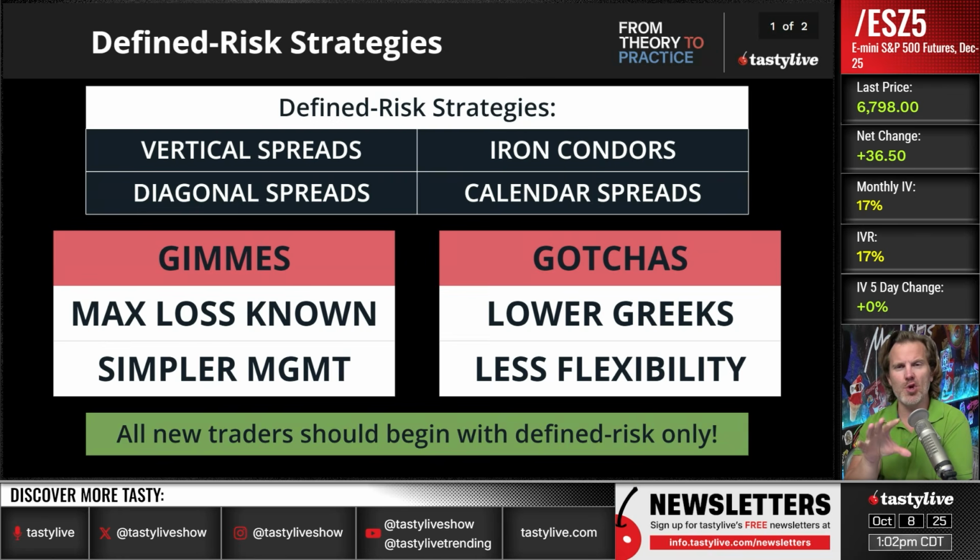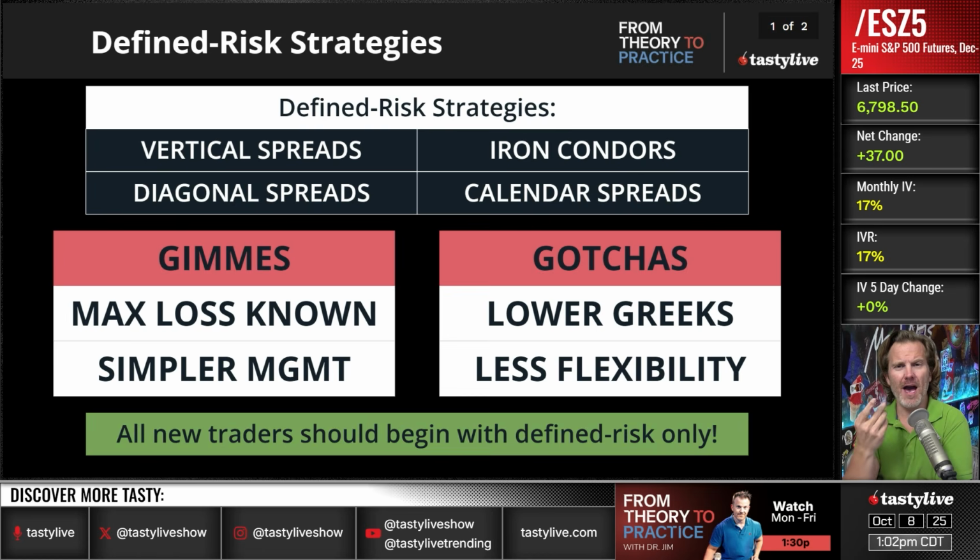I would say these are the two biggest gimmies, with the biggest gimme clearly being the fact that the maximum loss is known. What about the gotchas? Well, number one, you have lower Greek exposure. So what does that even mean?